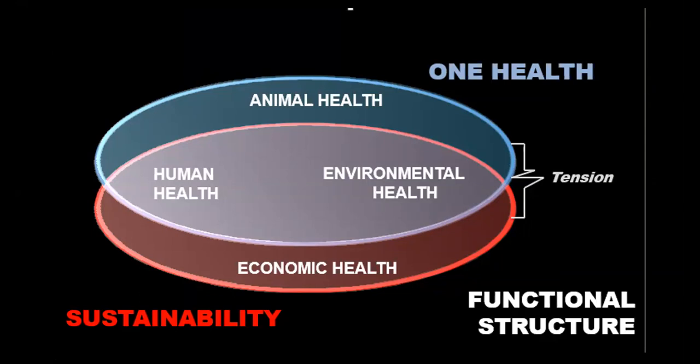Okay, so what we have here now is One Health. Our goal is to create sustainable One Health communities. One Health has 3 elements of health production: the animal health, the human health, and the environmental health. As Eubrika, we add the 4th element, which is the economic health, to create a functional structure.